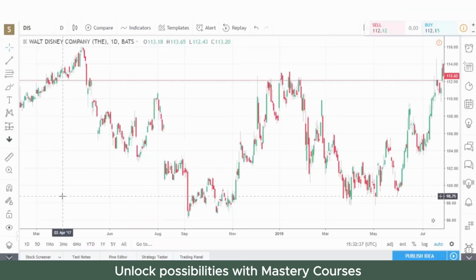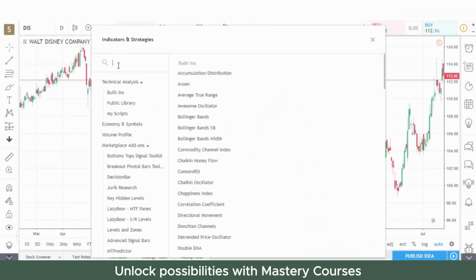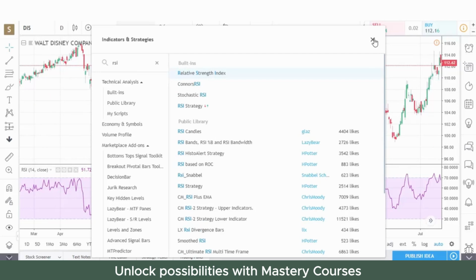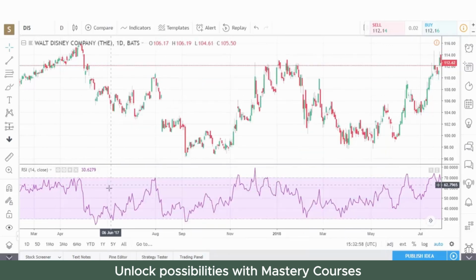Let's take a look at the stock of Walt Disney on a daily chart using the RSI. So go up to indicators, type in RSI. We'll see the relative strength index comes up. Close this spot. We see the relative strength index is located on the bottom of our screen. These are the levels we talked about: 70 to the upside and 30 to the downside.